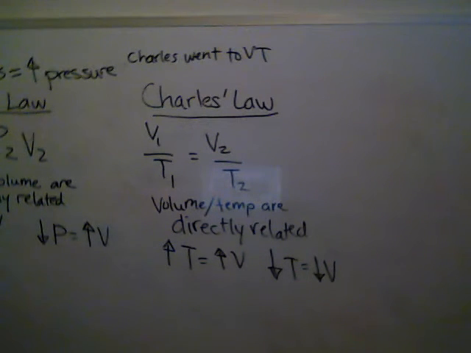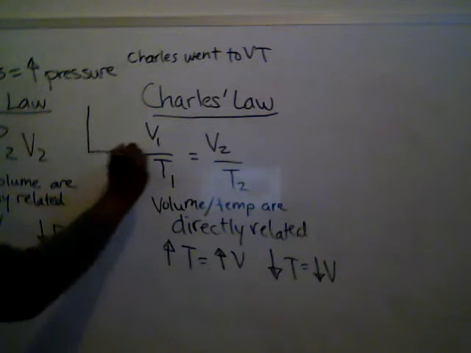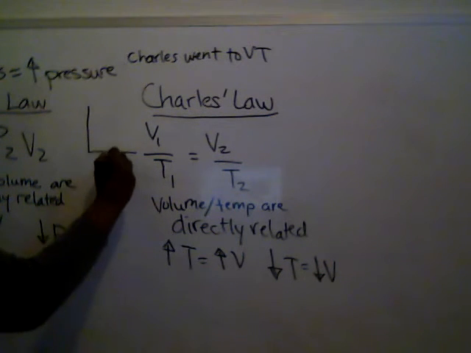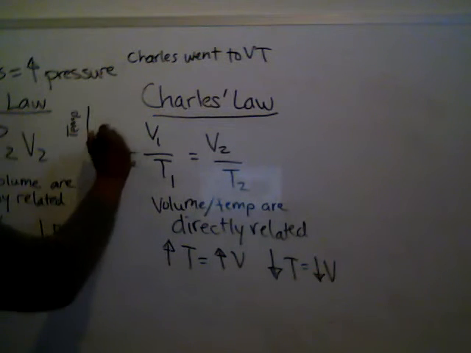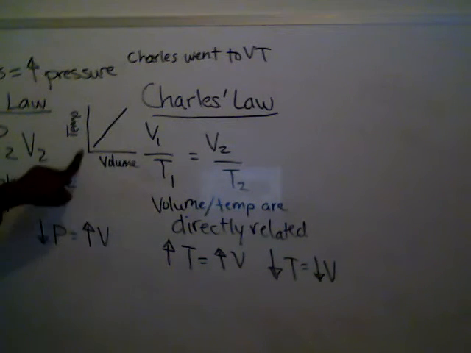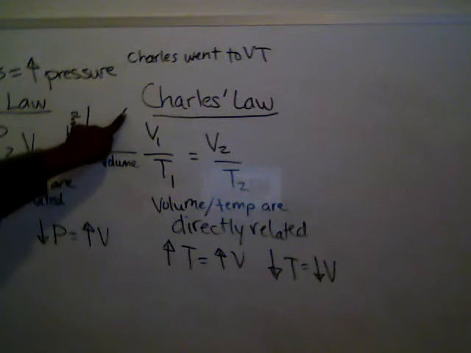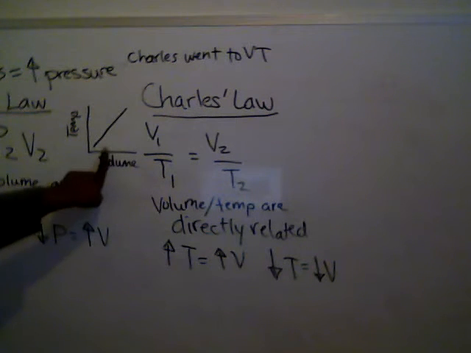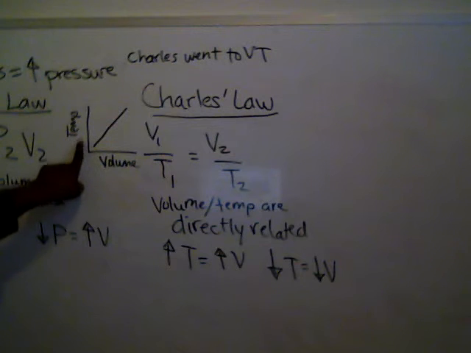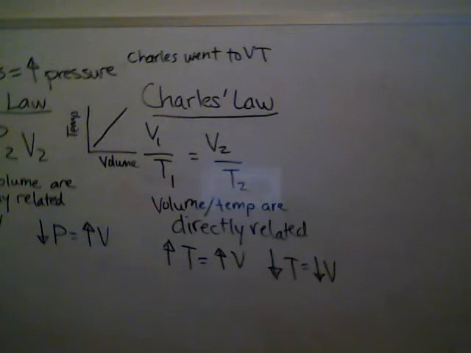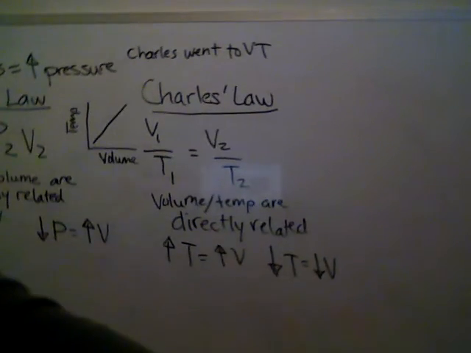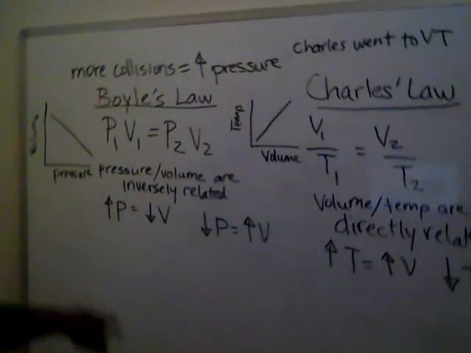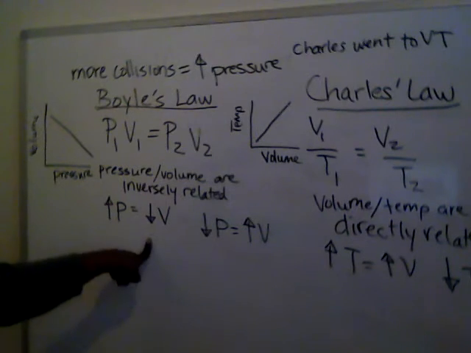If we were to graph that, and I'll try to stick it over here, let's say we put volume here, and temperature here, it would look like a line like this. As you increase the volume, the temperature increases. Or vice versa, as we go this way and decrease the volume, the temperature is also decreasing. So again, directly related, they go in the same direction. So volume and temperature are directly related. But if we switch back over here, Boyle says pressure and volume are inversely related.